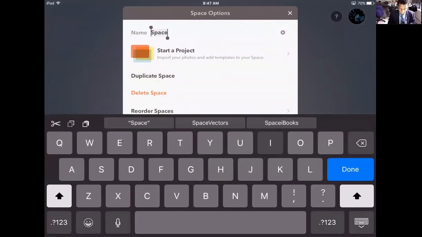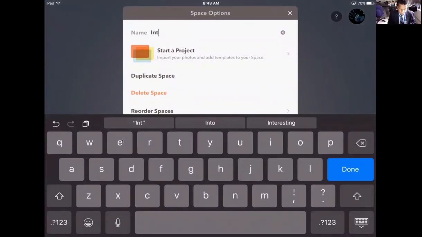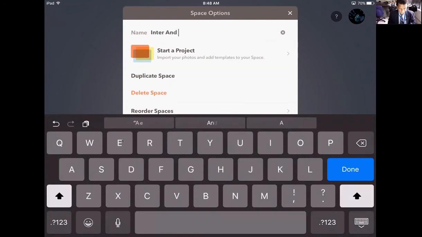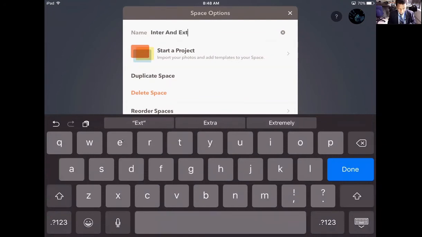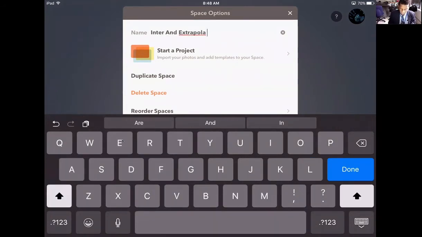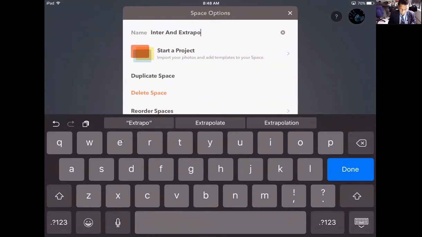So I'll just call it inter and extra. It probably is too long, but I'll just put that there.